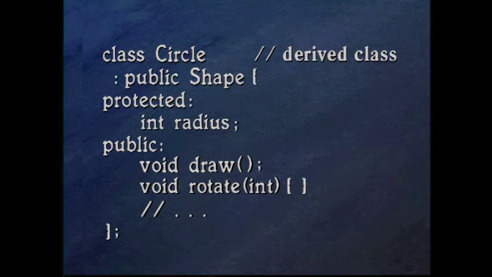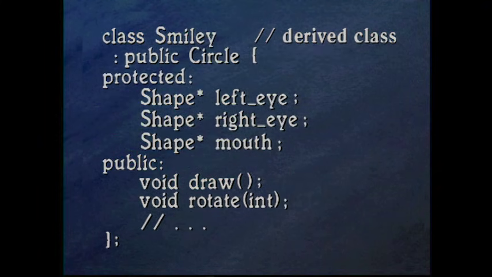So we can then define a circle, and a circle is the kind of shape that has a radius and that you draw in the way you happen to draw circles and rotate in the obvious way, that is doing nothing. And you can then build again on that. You can build a smiley. A smiley is the kind of circle that has two eyes and a mouth. And once you've defined this hierarchy of classes, you can start using it in code.